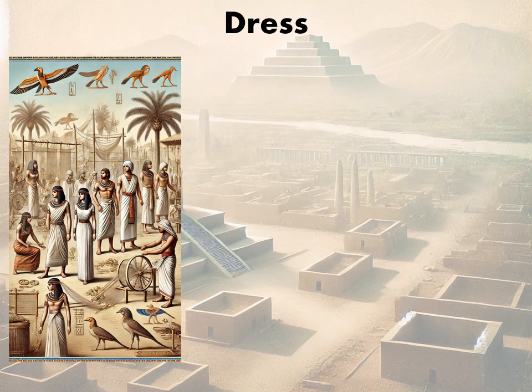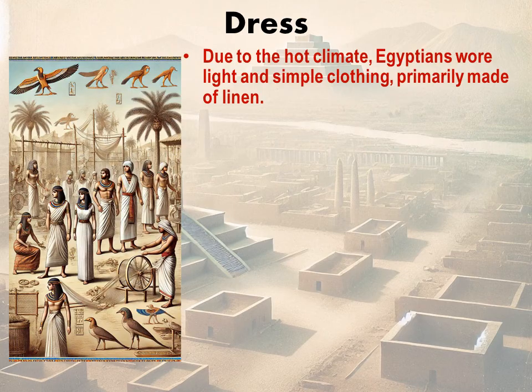Now, dress. What did they used to wear? What was the dress or costume of Egyptian society? Due to the hot climate, Egyptians wore light and simple clothing primarily made of linen. So, linen was the material used for producing the dresses of the Egyptian people.